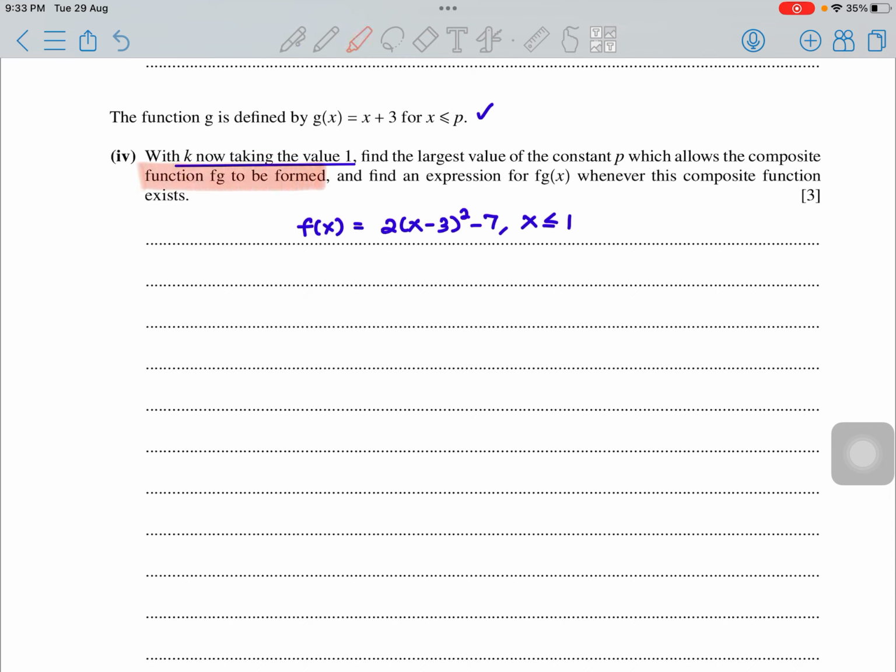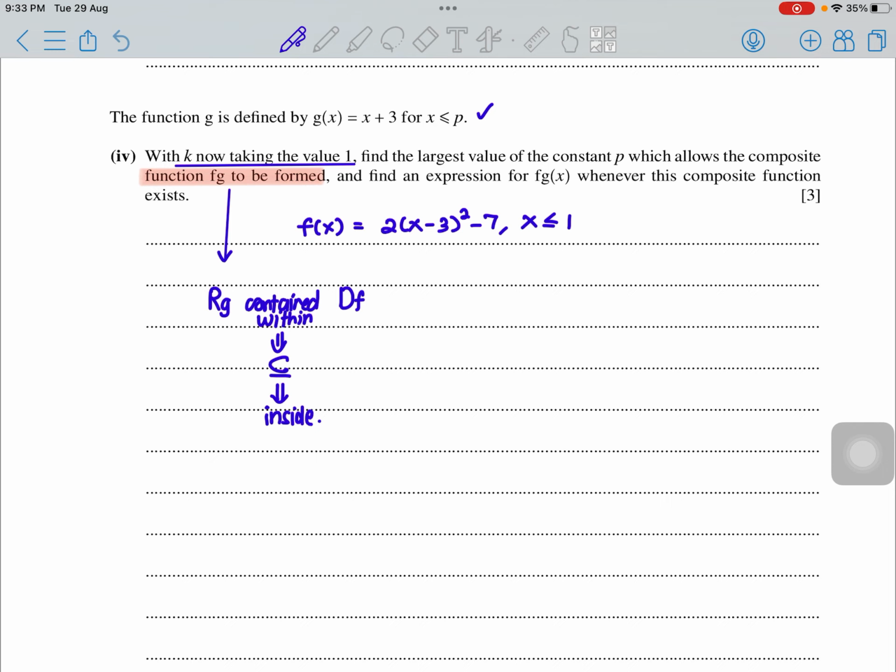Now this is the criteria of existence for a composite function. So what is the criteria? You want the range of g to be contained within the domain of f. Another way of saying contained within is subset. What is another way of writing subset? It's inside. So let's find the range of my g.